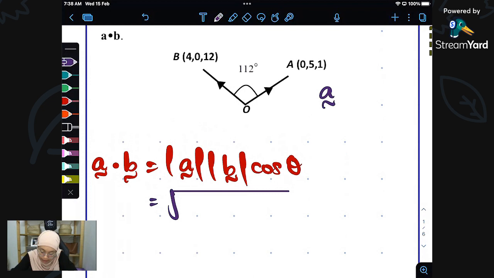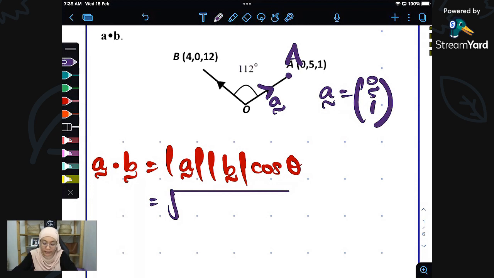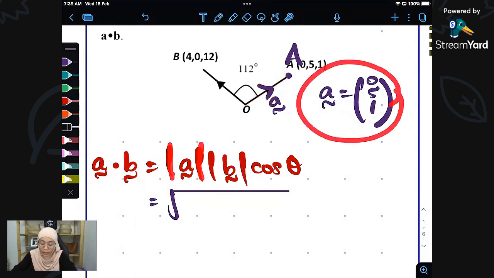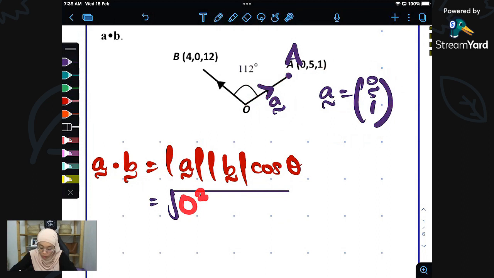You know that this is the A vector, which is 0, 5, and 1. Please remember that the capital letter A is the point. Remember that. So a small letter means the vector, a direction, and it has a magnitude as well. We can count it: it is just 0 squared plus 5 squared plus 1 squared. So we can write it down there.